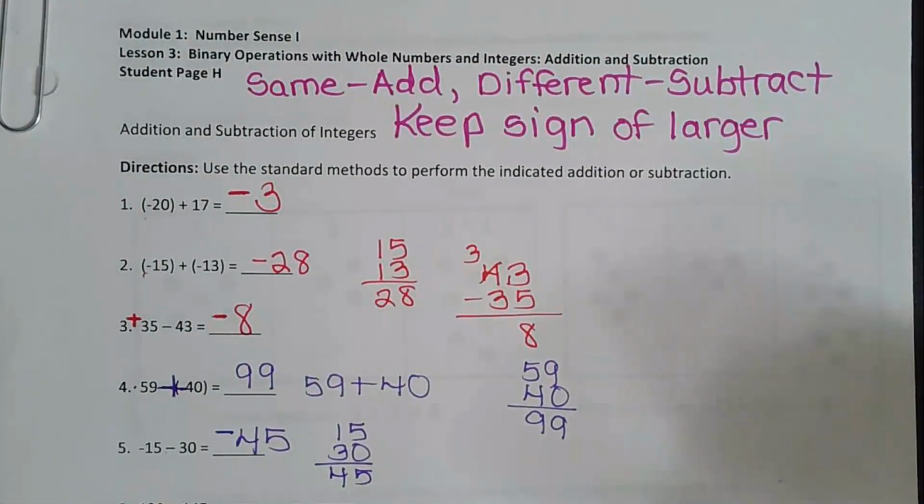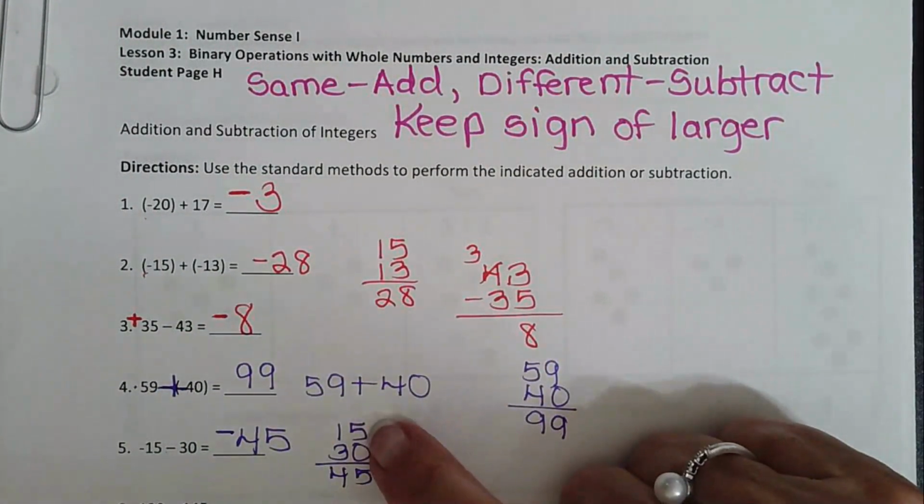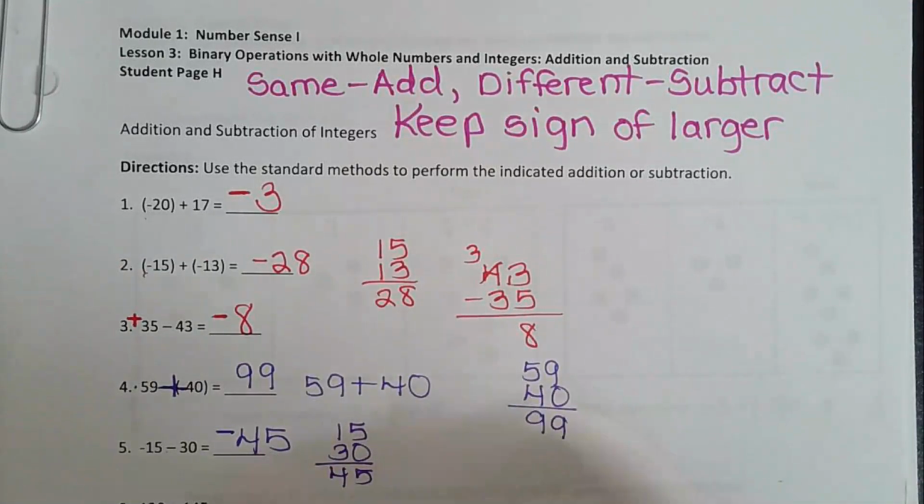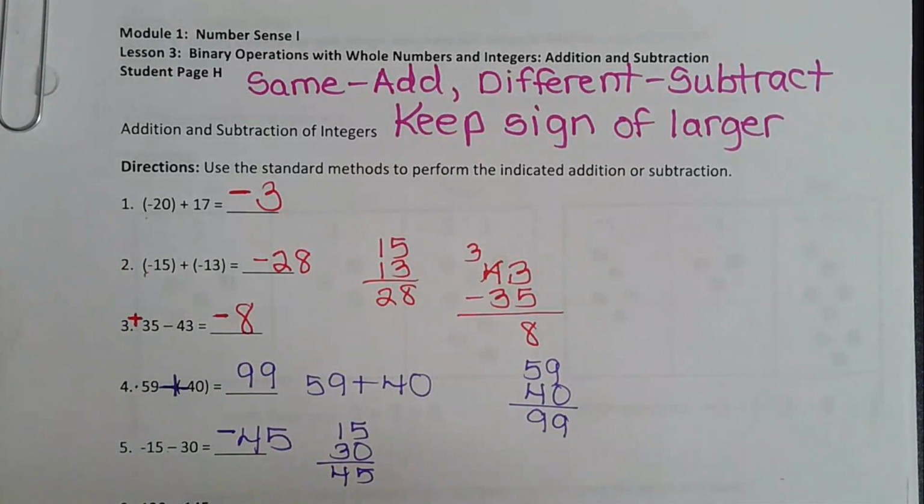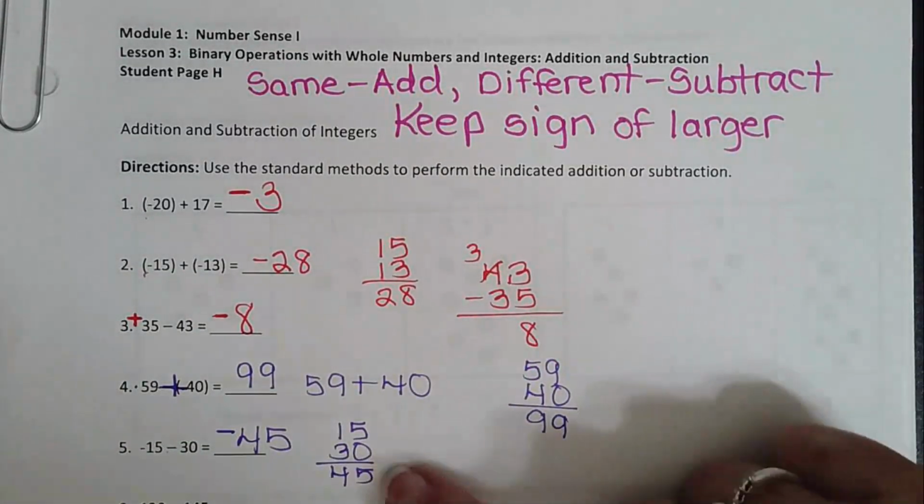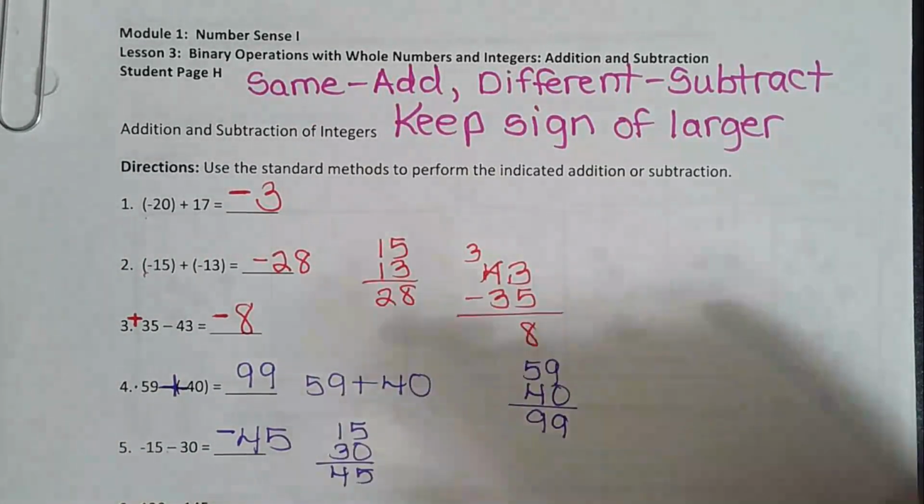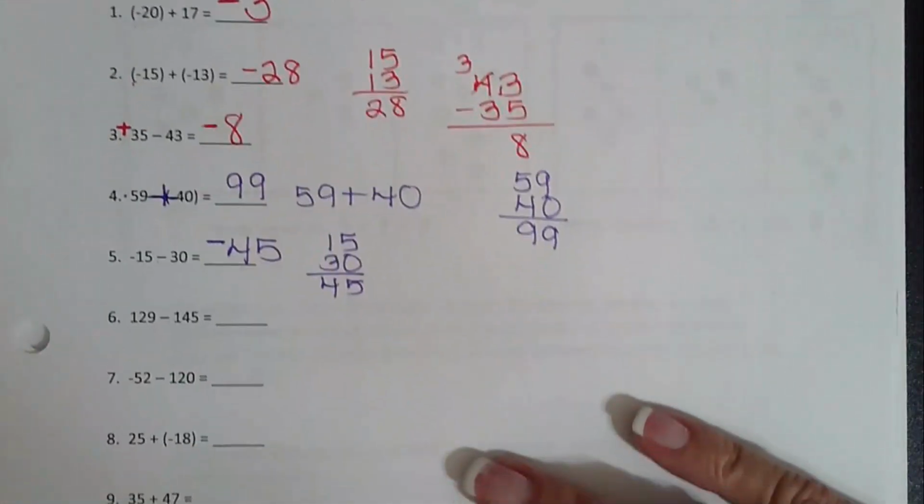So always do that last, because what students do is they add 15 and 30 here, they write 45, and then they forget to check the sign. Always keep the sign of the larger on the last step. So first you decide whether you're going to add or subtract, then do your adding and subtracting, and then make sure you check your sign.